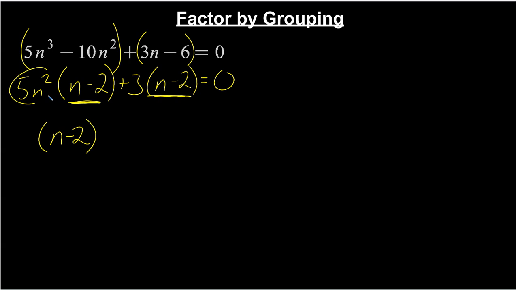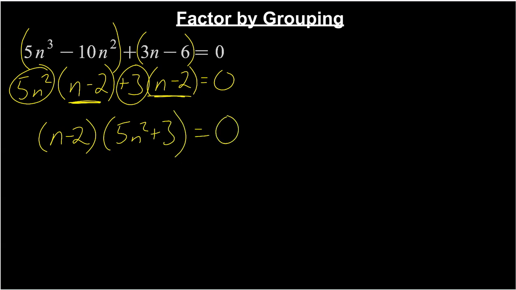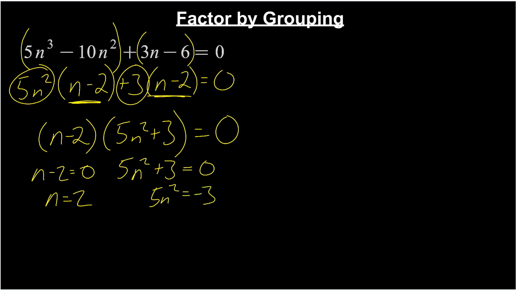And what's remaining is 5n squared plus 3 is equal to 0. So now I can go ahead and set my two factors using the zero product property, set each equal to 0. So n minus 2 equals 0, so that means that n is equal to 2. And 5n squared plus 3 equals 0. So I've got 5n squared equals negative 3.